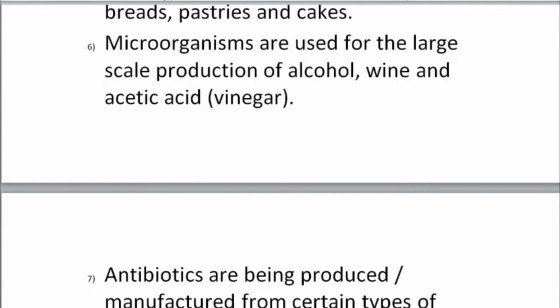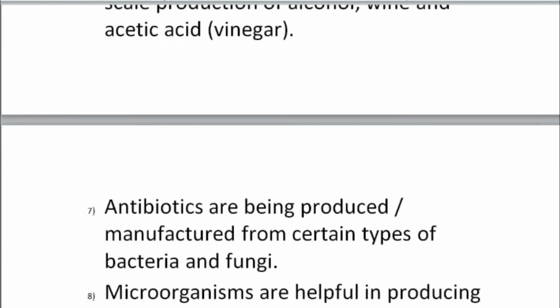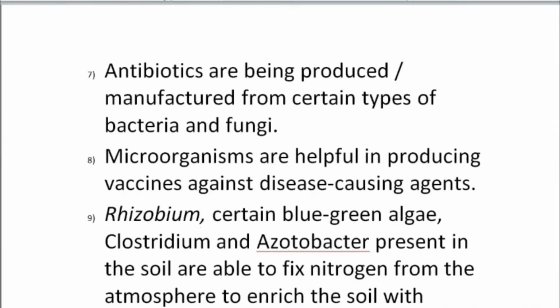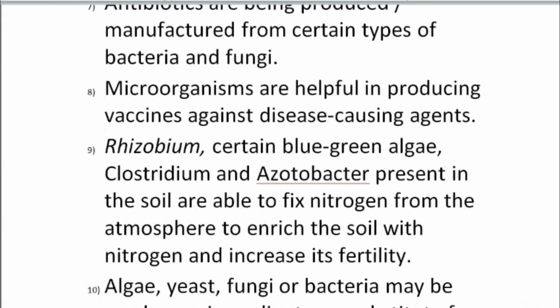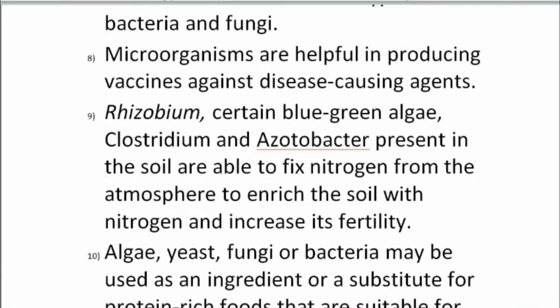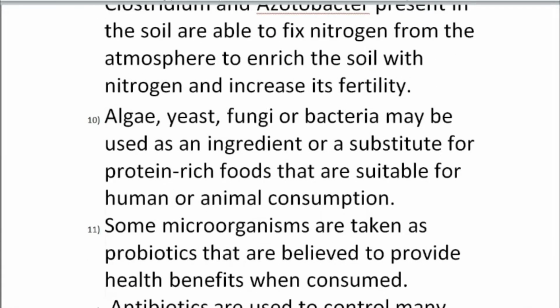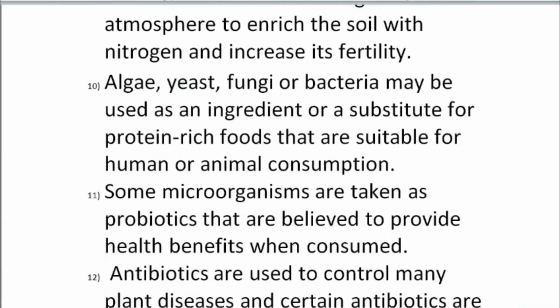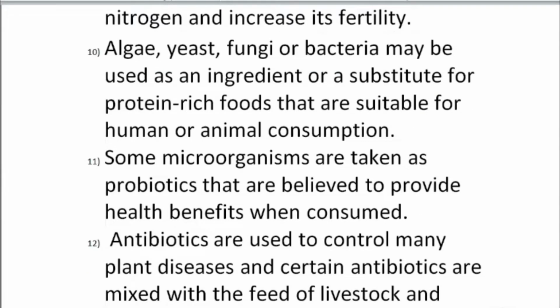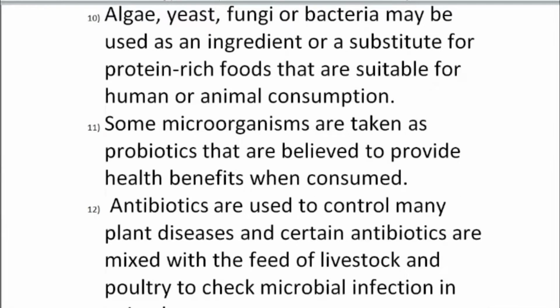6. Microorganisms are used for the large-scale production of alcohol, wine, and acetic acid. 7. Antibiotics are being manufactured from certain types of bacteria and fungi. 8. Microorganisms are helpful in producing vaccines against disease-causing agents. 9. Rhizobium, certain blue-green algae, Clostridium, and Azotobacter present in the soil are able to fix nitrogen from the atmosphere to enrich the soil with nitrogen and increase its fertility. 10. Algae, yeast, fungi, or bacteria may be used as an ingredient or a substitute for protein-rich foods that are suitable for human or animal consumption.